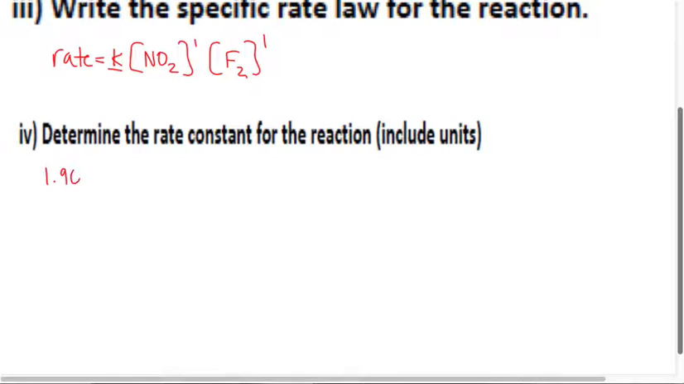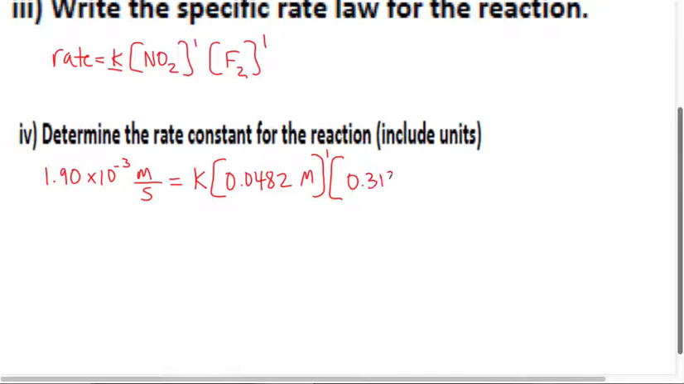1.90 times 10 to the negative 3. And the units on that are molarity per second. That's equal to K times the concentration of NO2. What was it? And that's going to be a molarity. And the concentration of F2? 0.0318. And that's going to be a molarity also.